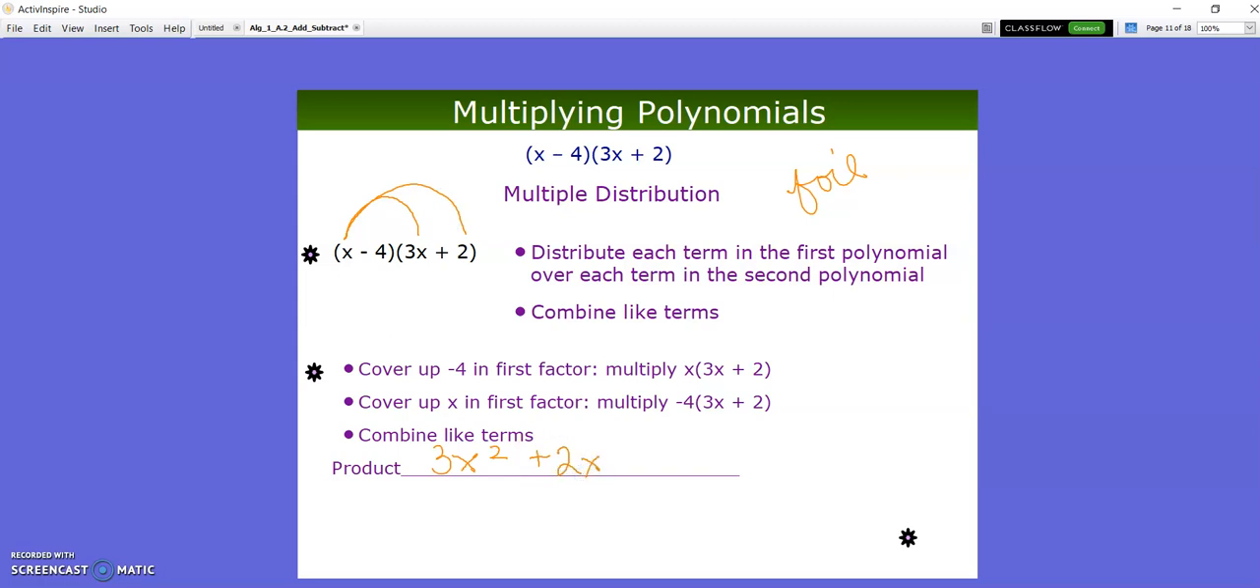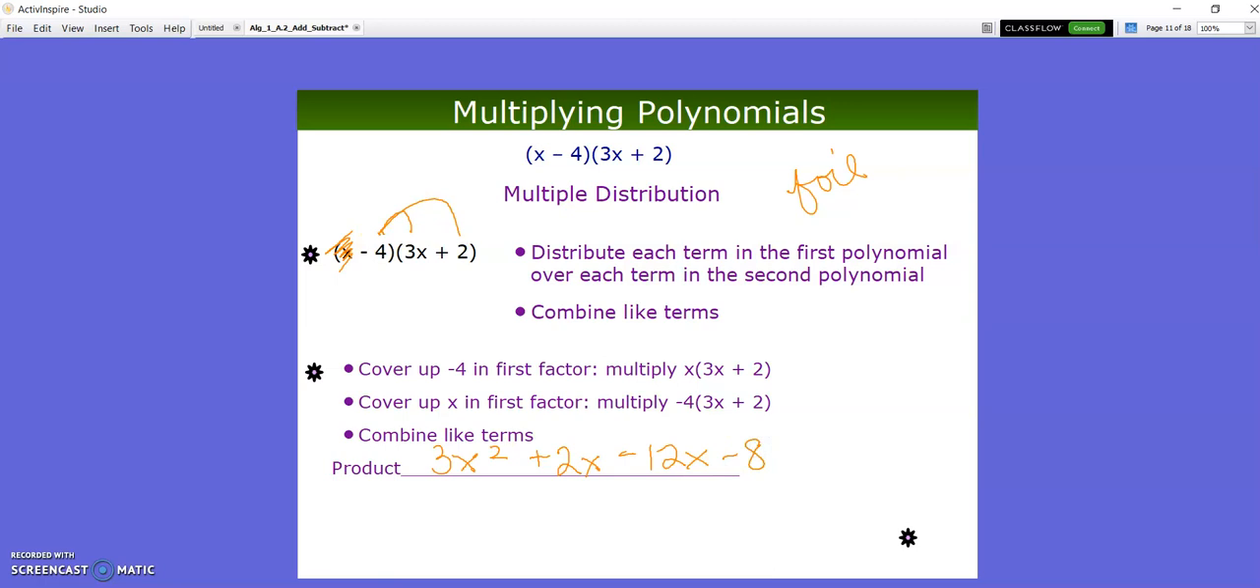Then I'm going to go ahead and cover up the x. We've already distributed that. Now we're going to distribute the negative 4. So negative 4 times 3x is negative 12x. And negative 4 times 2 is a negative 8.